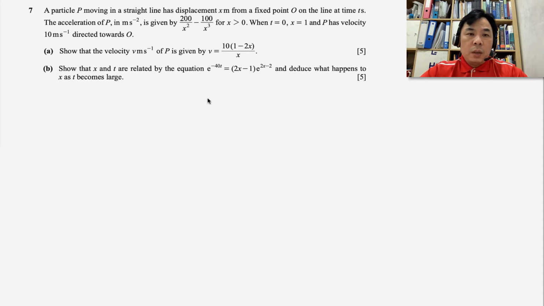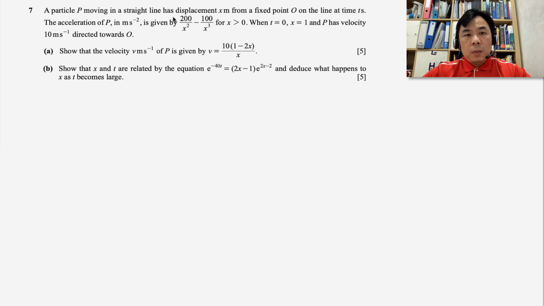The first question is we need to show that the velocity v of P is given by such. Then secondly, we need to show that x and t are connected in such a way. And then finally, we need to deduce that in the long run, as time progresses into the future, what will happen to the displacement. All right, let's get started here.